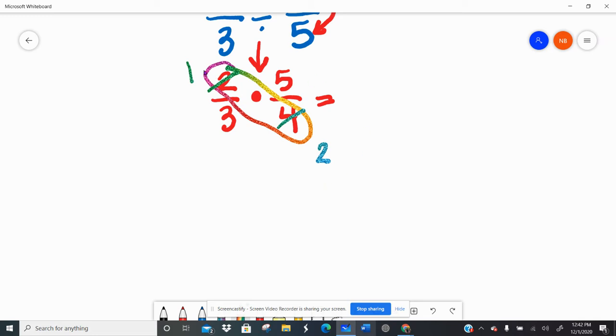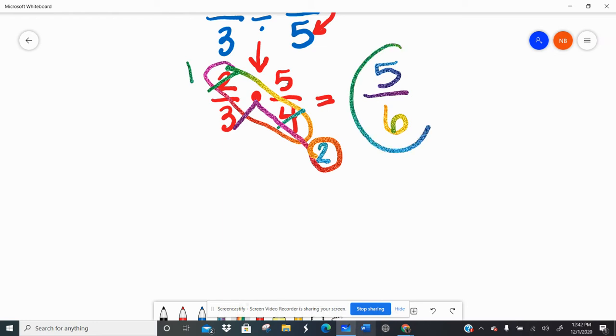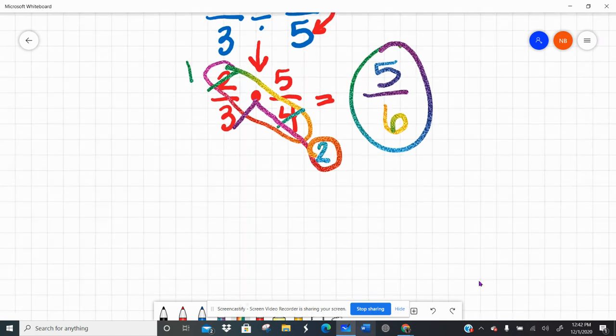So now I multiply across. 1 times 5 is 5. And 3 times 2 is 6. Those are number neighbors, so that's my final answer, 5/6. So we just top times the top, bottom times the bottom, right? That's back to our rules of multiplication.